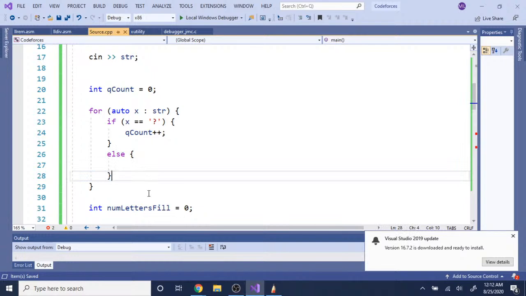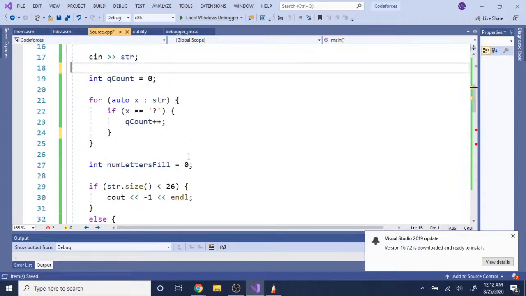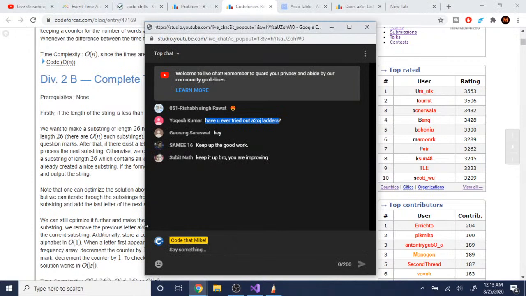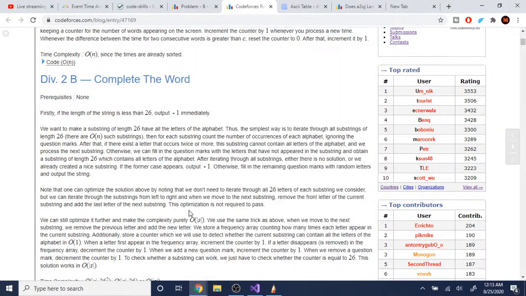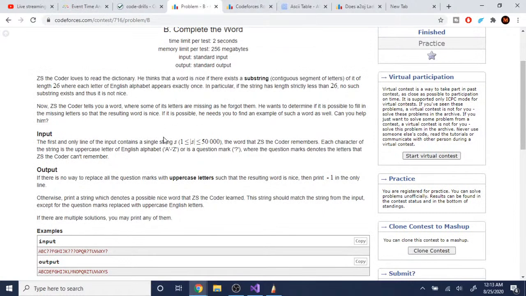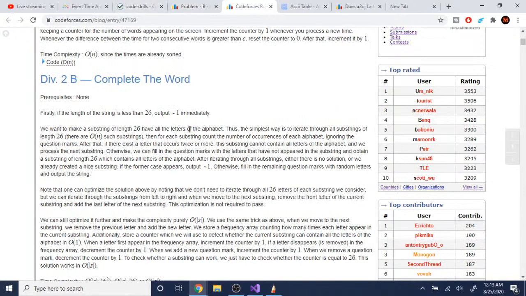Could count the question marks. Actually, we could do that. We could still do that. Yeah, I don't know. Let's see. Yeah, I am trying to improve. I am improving. So, okay, so we can count the number of question marks. Every 26, we have to count the occurrences of every character and the number of question marks and then replace it, right? If there exists a letter that occurs twice or more, the substring cannot contain all the letters of the alphabet, and we proceed to the next substring.